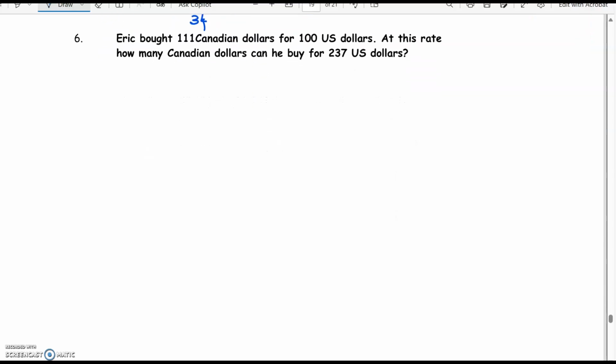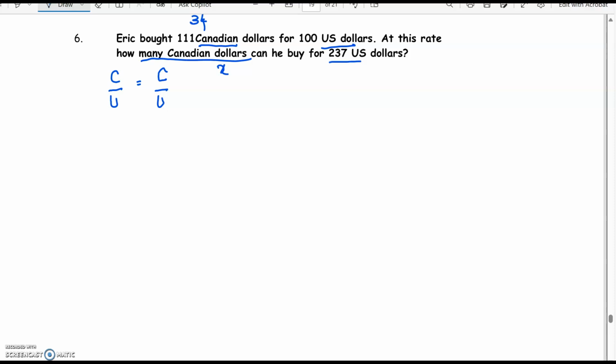Eric bought 111 Canadian dollars for 100 US dollars. So what are we comparing here? Canadian to US. So Canadian over US is equal to Canadian over US. So if you keep that in mind, that you're comparing two types of quantities, then you'll be able to identify it right away. If you read the question and it looks like we're comparing two quantities, and then saying how many Canadian dollars can he buy with 237 US dollars.